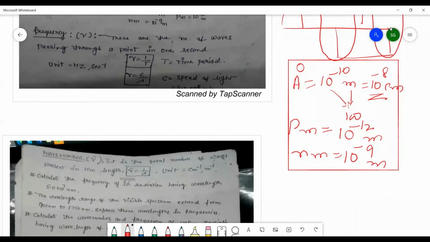Now, the second characteristic is the frequency. Frequency is denoted by mu. It is the number of waves passing through a point in 1 second. How many waves travel through the same point, where one wave consists of one crest and one trough. This is called frequency, and the unit of frequency is hertz or second inverse, as the frequency is the reciprocal of the time period.